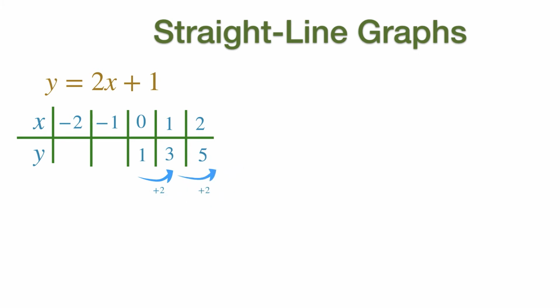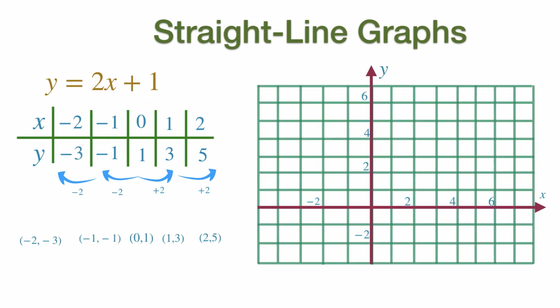Therefore, in order to work out the value of y when x is -1, we can subtract 2 from 1, which gives us -1. And continuing this way, we can see that the next value of y before -1 must be 2 less than -1, which gives us -3. The coordinates that the line passes through are therefore (-2, -3), (-1, -1), (0, 1), (1, 3), and (2, 5), and so on. This can be plotted on the graph and joined by a straight line.